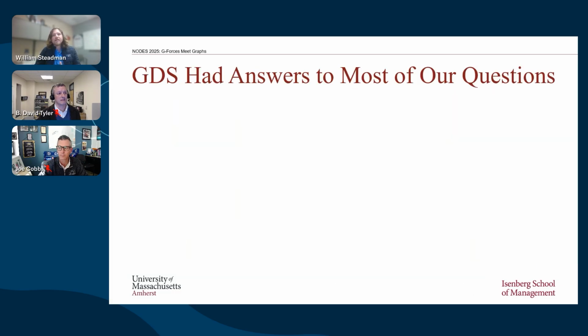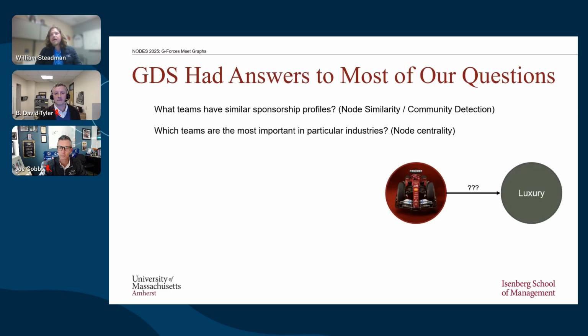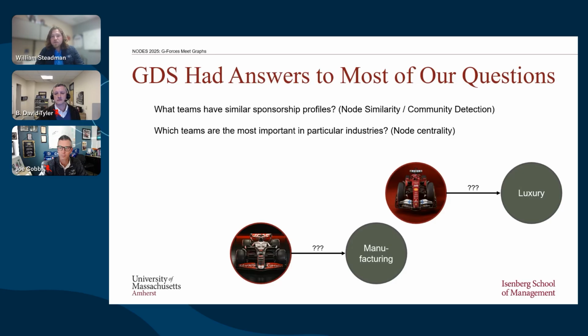Good news for us is that not only would a graph database allow us to untangle that beast of an Access file, but the native GDS package actually had built-in functions that could answer a lot of our questions for us. Like, which teams are most important in particular industries? We could take a look at node centrality and betweenness to see if Ferrari is at the middle of some tangled spider web that has luxury goods everywhere, or if the same's true about Haas and manufacturing.